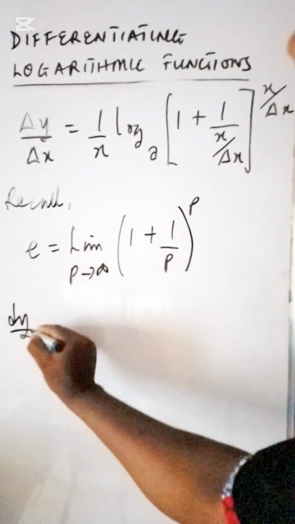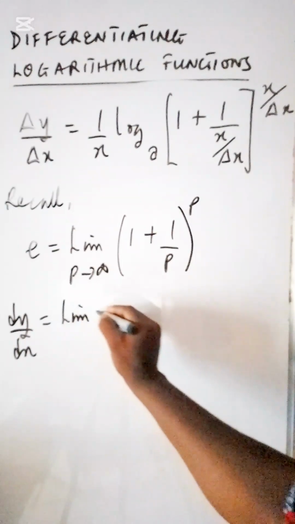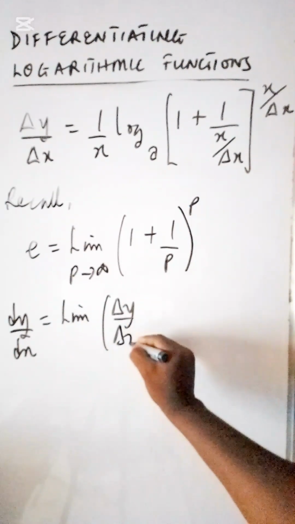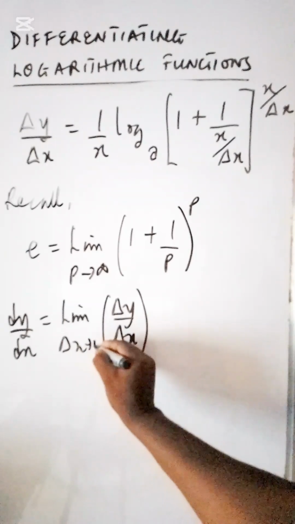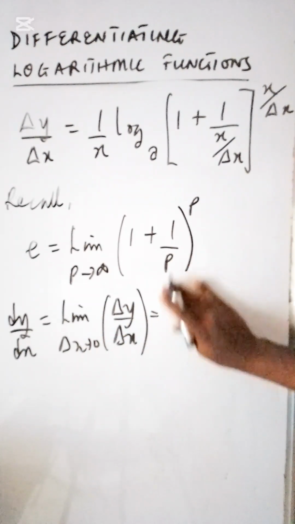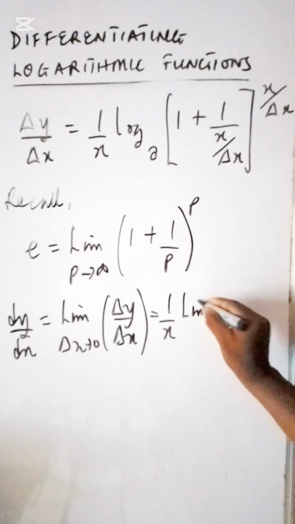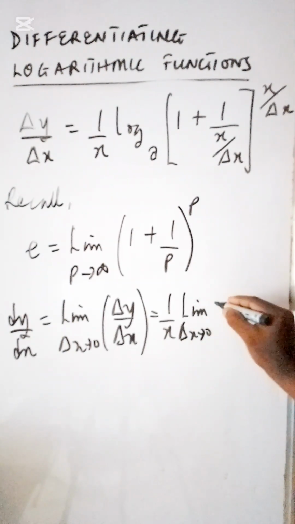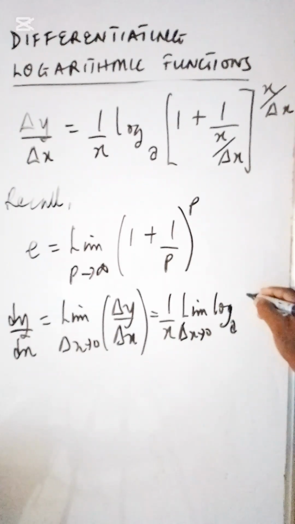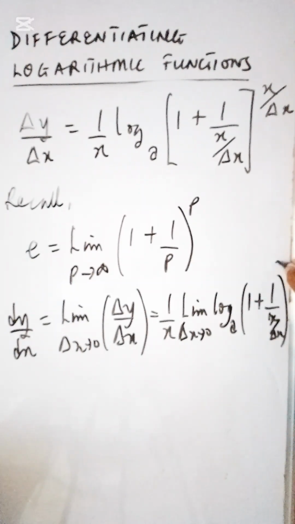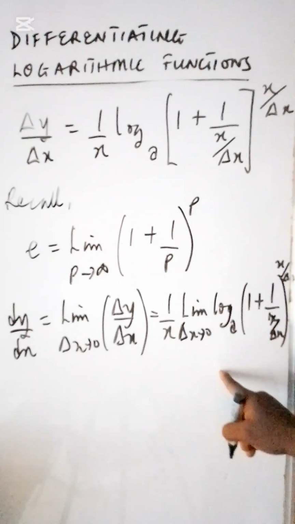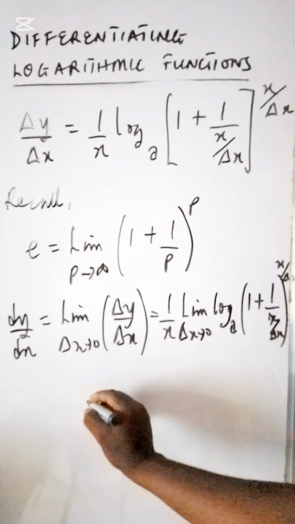So dy/dx is the limiting value of the gradient function change in y all over change in x, as change in x tends to 0. This implies taking the limiting value with 1 over x coming out, since it does not apply to it, of the limiting value as change in x tends to 0 of log to base a of 1 plus 1 over x over change in x, all raised to the power of x over change in x.